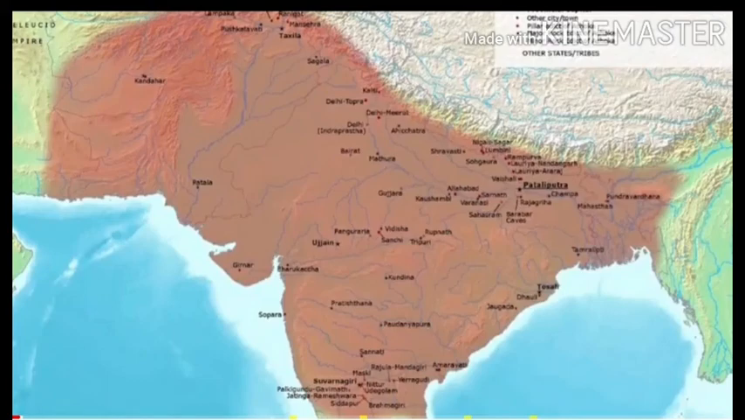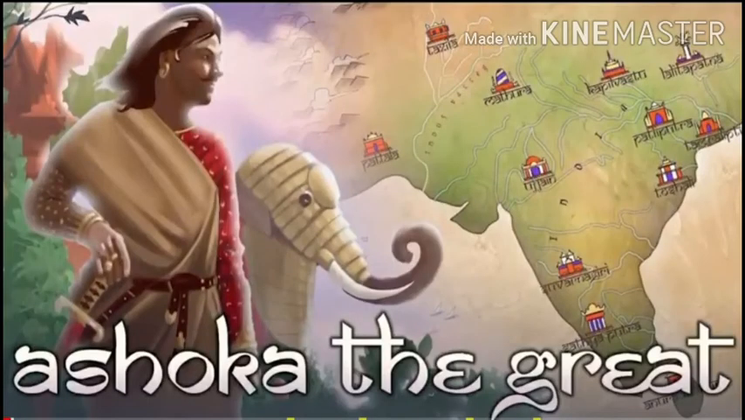If we look at the map, picture number 1 shows the state of Magadh. Pictures number 2 and 3 show the extent of Chandragupta Maurya's empire. Pictures 4 and 5 show the expansion of the empire during the reign of King Ashoka. Ashoka was one of the greatest rulers known to history.